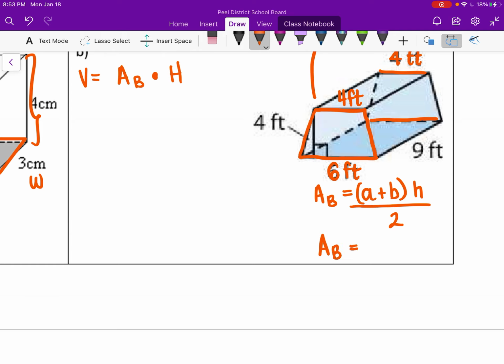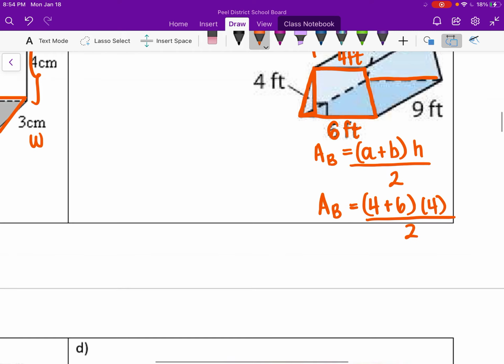So let's do A. So I'm going to say 4 feet plus 6 feet, right? A plus B times height, which is also 4 feet. So I've just got to go erase that. Also 4 feet divided by 2. The 4 feet because look, it tells us the height right here, right? So I'm just going to do my math.